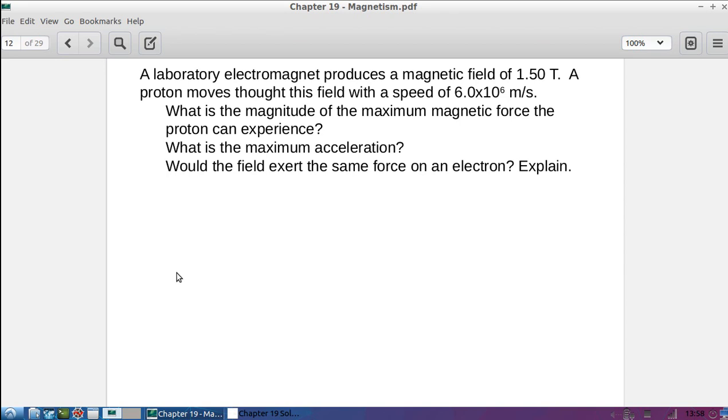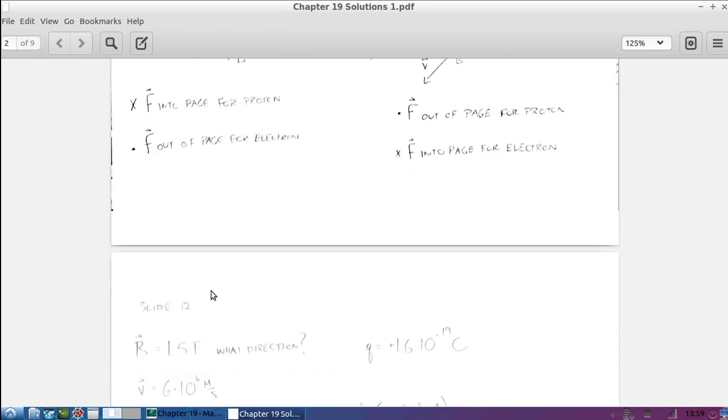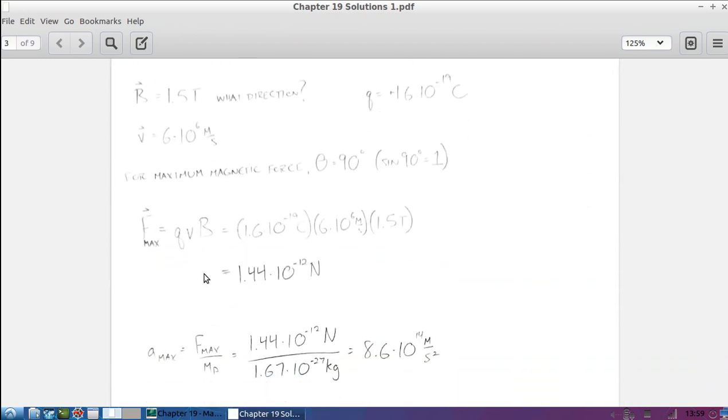So we know that in order to produce the maximum force on a particle, that particle has to be moving perpendicular to the magnetic field. So that means the angle between them is going to be 90, and the sine of 90 is 1, and all I have to do is calculate QVB. So for the maximum magnetic force, the V vector and B vector are perpendicular to one another. Sine of 90 is 1, so we just have to deal with QVB.